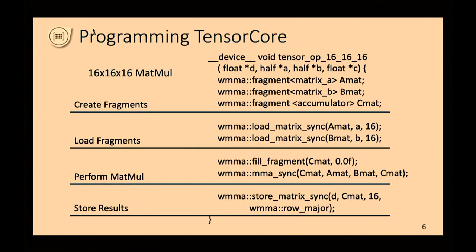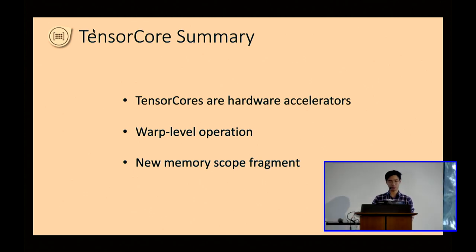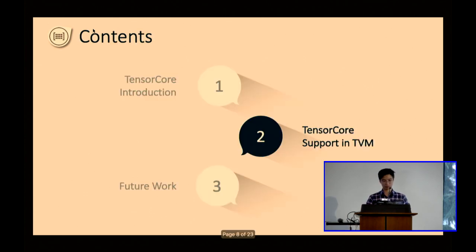So here is a short example of TensorCore programming. We need to create fragments and load fragments, then do the computation in the fragment, and then store the result from the fragment to the shared memory or global memory. So here is a summary of the TensorCore. TensorCores are hardware accelerators, and they provide warp-level operations. It is different from our traditional operator. And it provides a new memory scope called fragment. And we must use the fragment to call TensorCore operators.